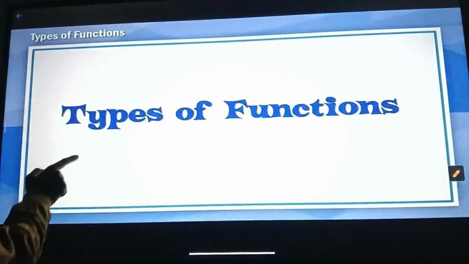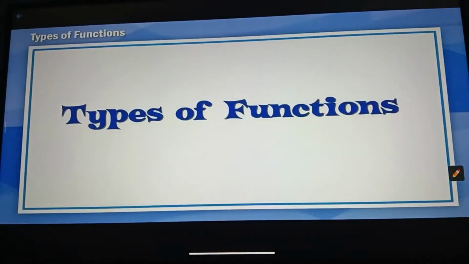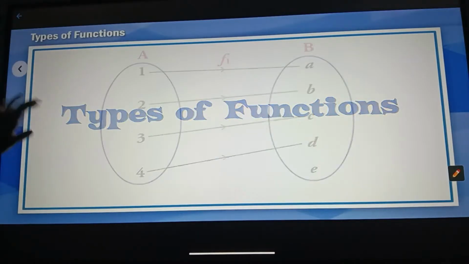In this module, you will learn about different types of functions. Let us see this diagram.